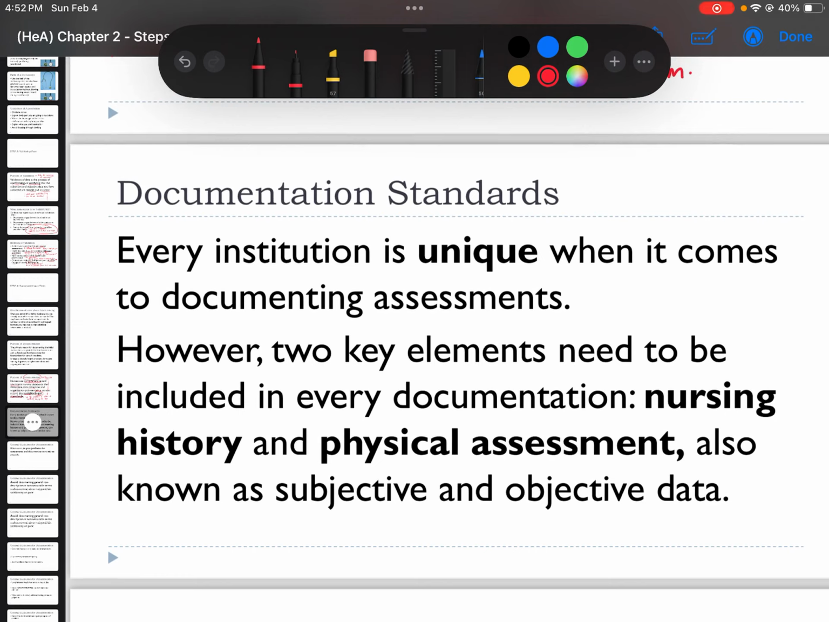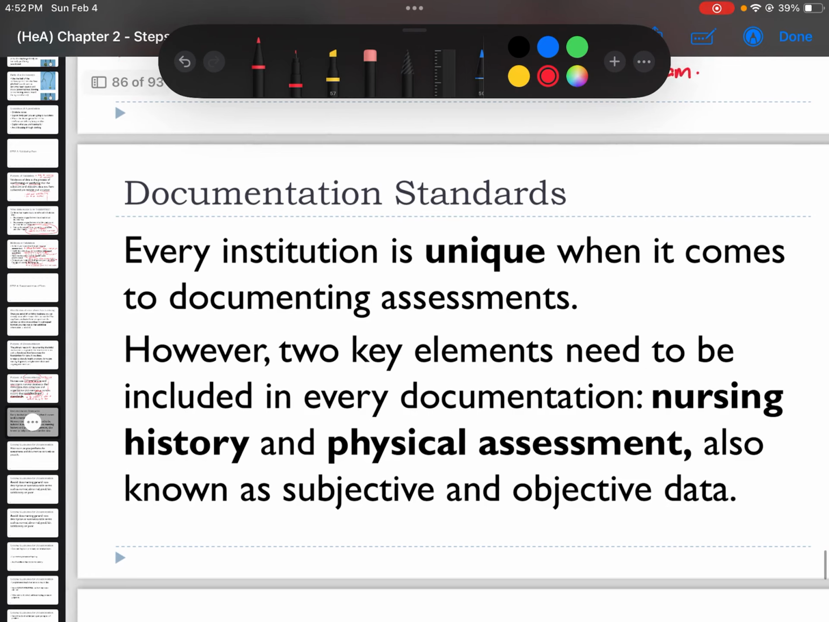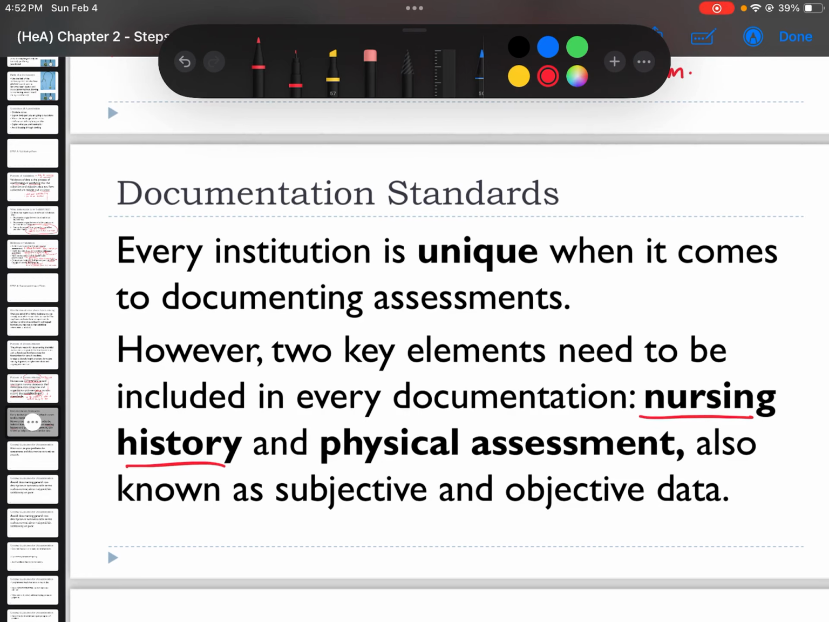So, documentation standards. Every institution is unique when it comes to documenting assessments. However, two key elements need to be included in every documentation. The number one is our nursing history, that is our subjective data, usually we get it from our client interview, and then our physical assessment, which is our objective data measurements. Usually we get it with our physical examination techniques. Okay? Now, every institution is unique, and as such, no, here in school we also have our own documentation standard, which I will show you later.